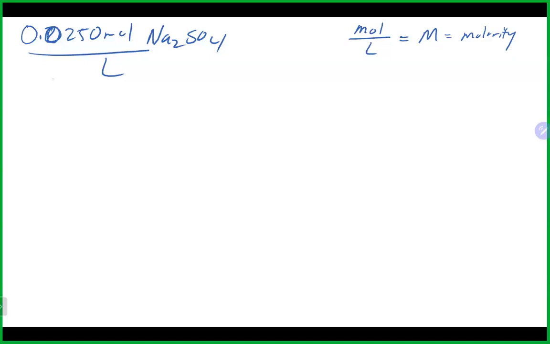You might also see this equivalent to 0.0250 big M sodium sulfate. So those two are basically the same number. As we'll talk about when we officially get to molarity, I highly recommend not using the big M and using both units so you could actually see both of the units, which is really important.